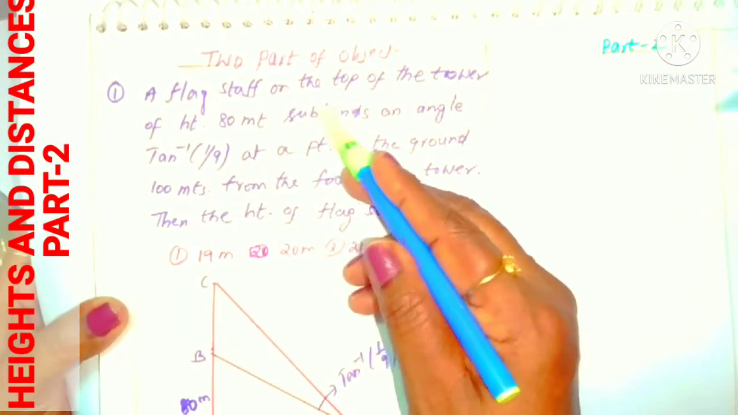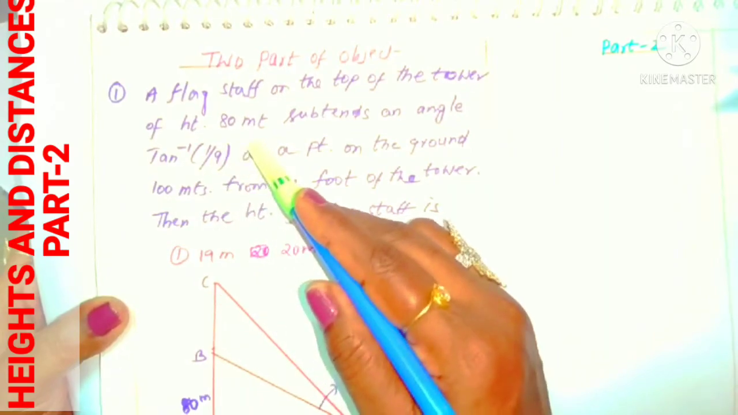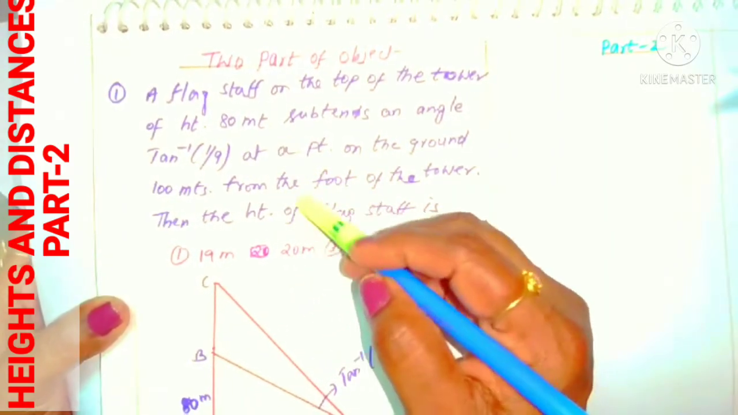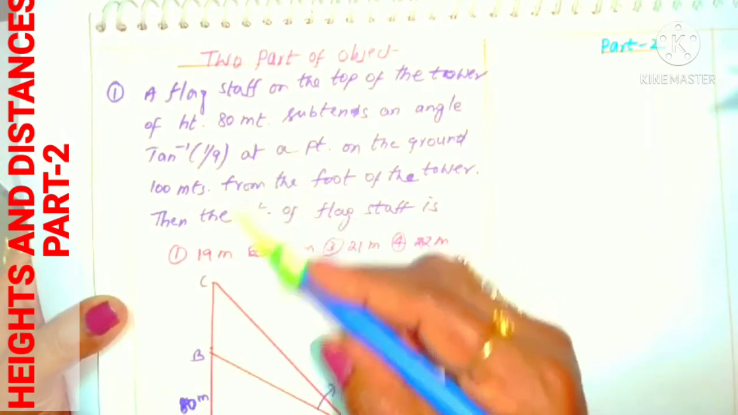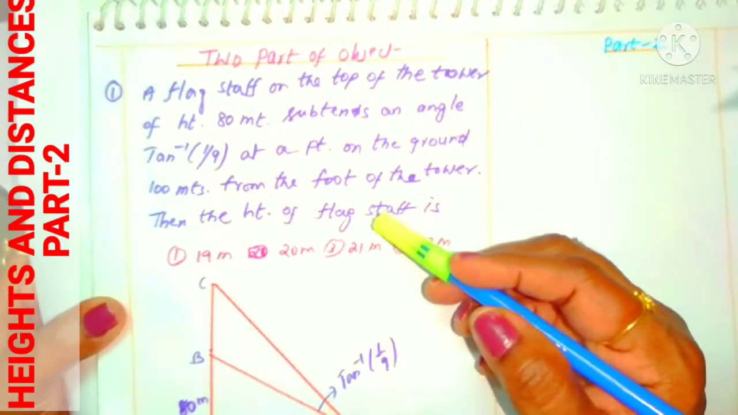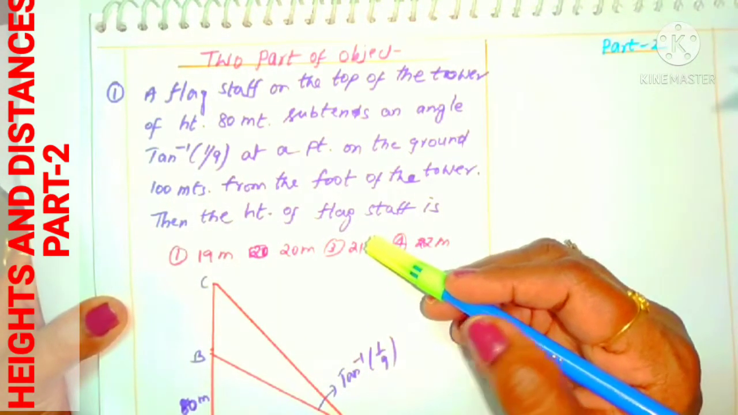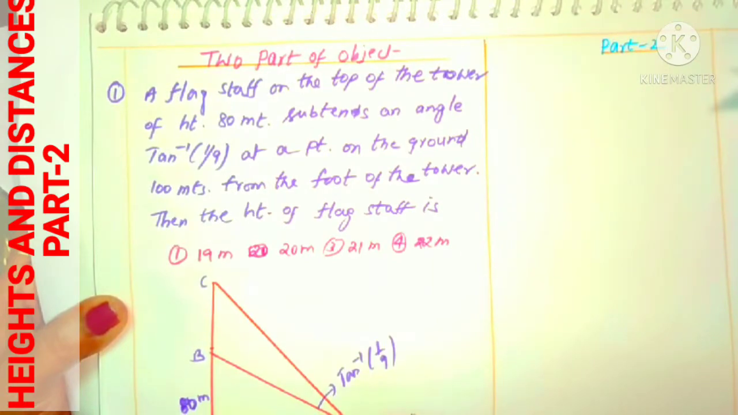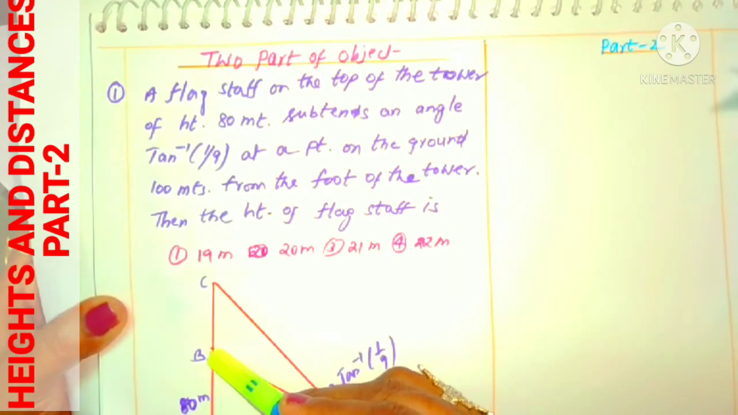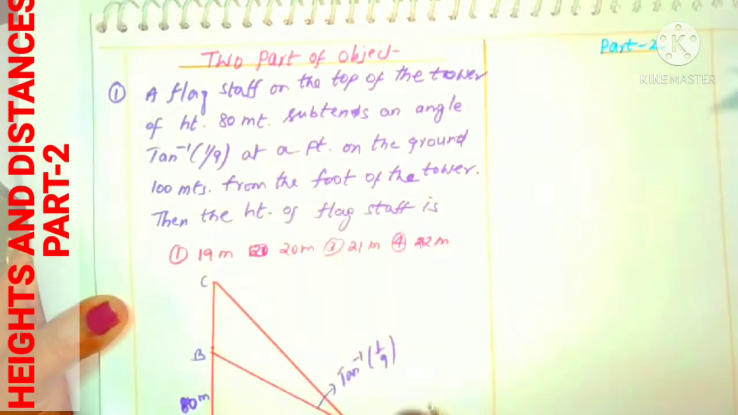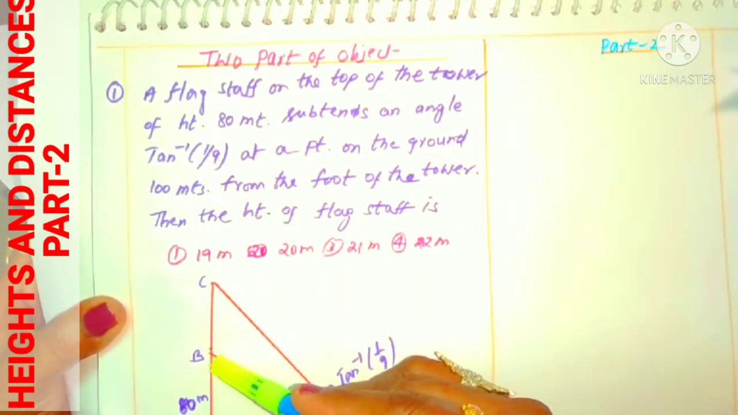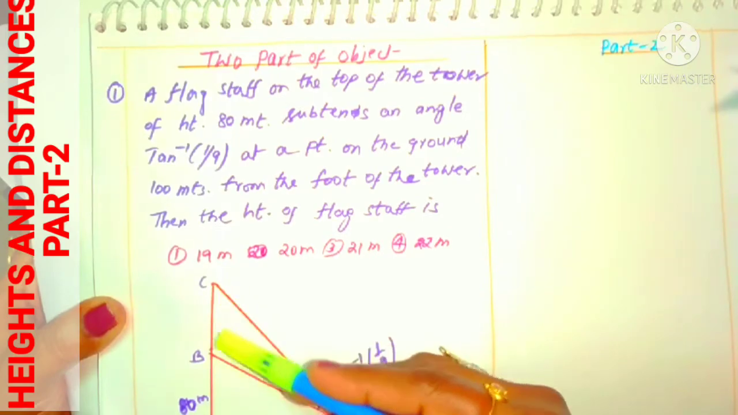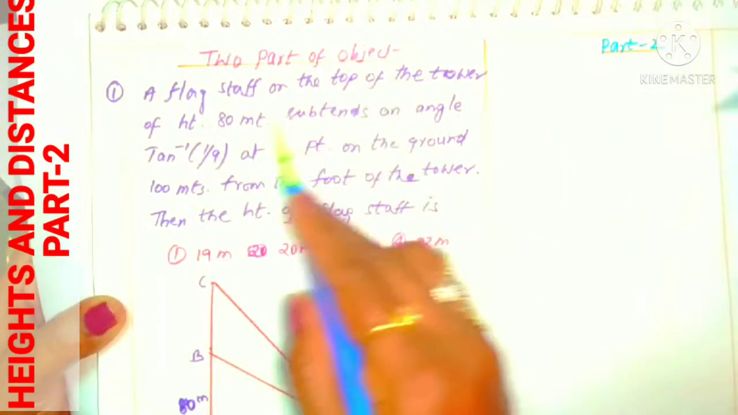So in question number 1, what is the first sentence given? A flagstaff on the top of a tower of height 80 meters. A flagstaff is there on the top of the tower of height 80 meters. Means you can take both objects, tower as well as flagstaff, as two parts. I have mentioned here AB as the tower of height 80 meters. On the top of this tower there is a flagstaff, taken here as BC. First sentence is over.